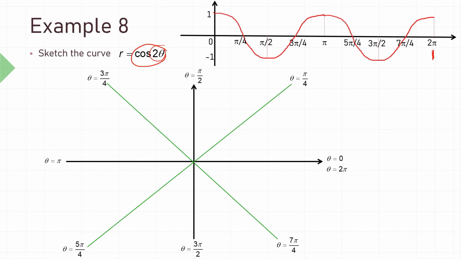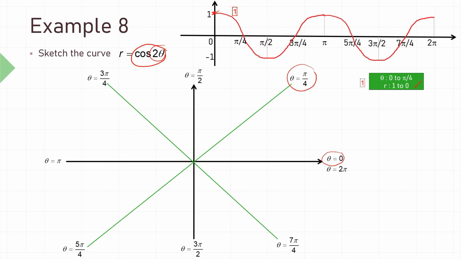Now for sketching this graph, we can divide it into 8 parts: 1, 2, 3, 4, 5, 6, 7, 8. How do I do this? We do it one by one. Suppose we consider the first region here, from 0 to pi over 4. This is the first part. We see that it starts from 1 and ends at 0, so it's actually from 1 to 0.